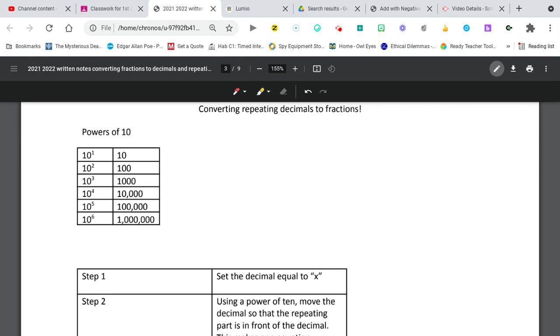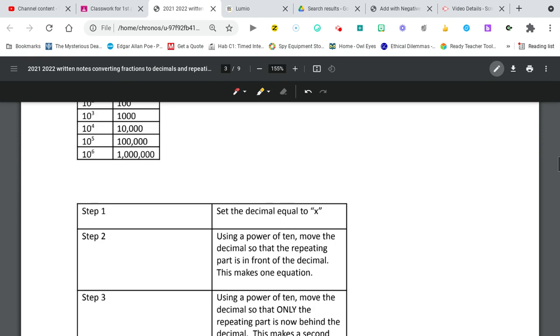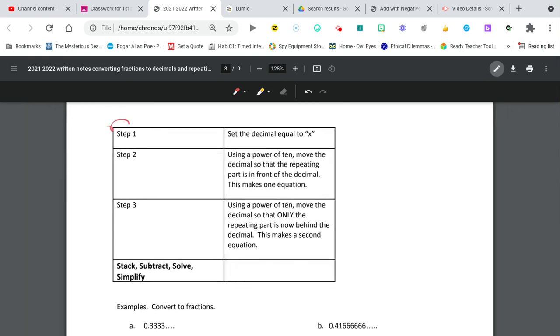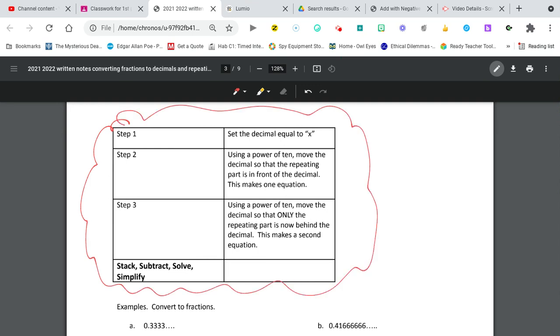All right, we're going to convert repeating decimals to fractions. And again, we're going to use powers of 10 to do it. So you got to really, really pay attention to this part, guys. This part is what you need to learn. Okay, if we don't learn this part, we're in trouble, okay? Please pay attention.